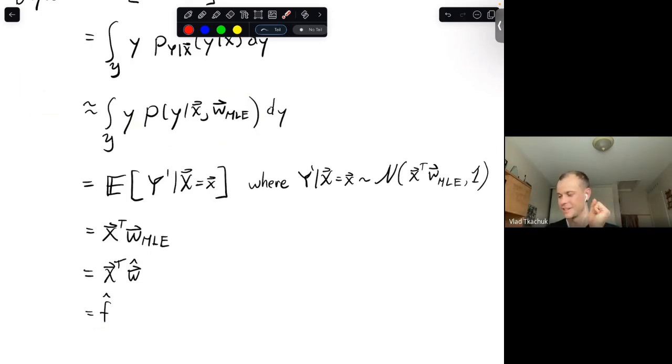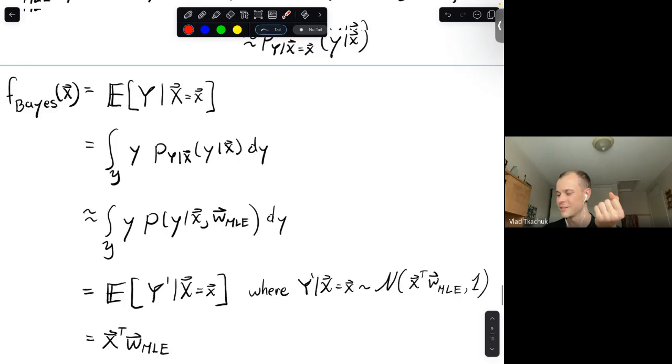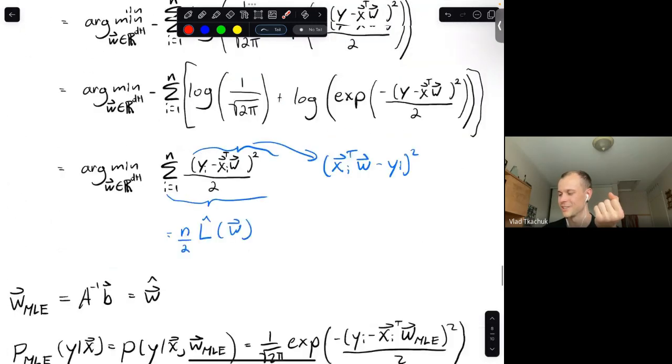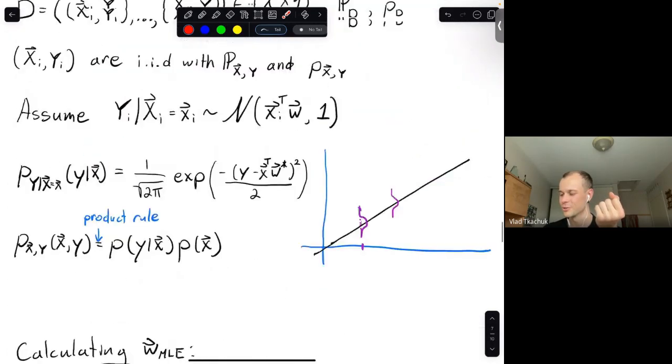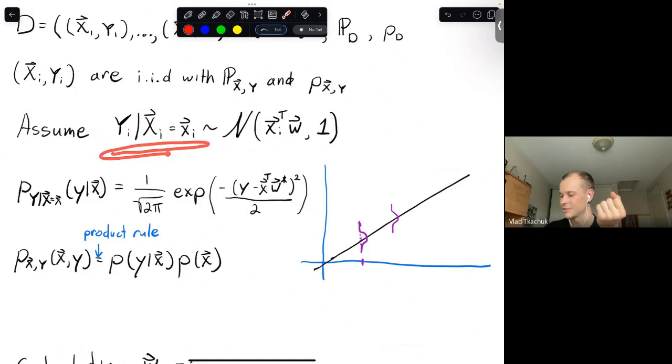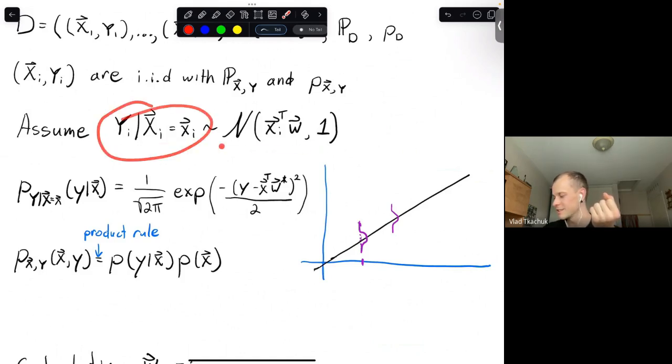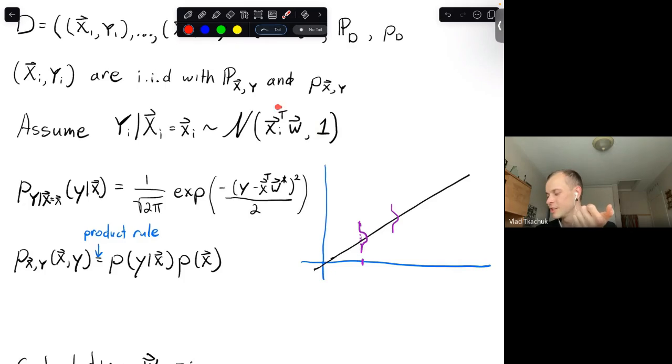There are some caveats though. We made some assumptions right here. This is only true when you assume that the conditional distribution of y given xi is exactly this normal distribution, with a variance assumption of 1. And if you change this, well, that's the same thing as changing your function class for the predictors. So that's actually not that bad.